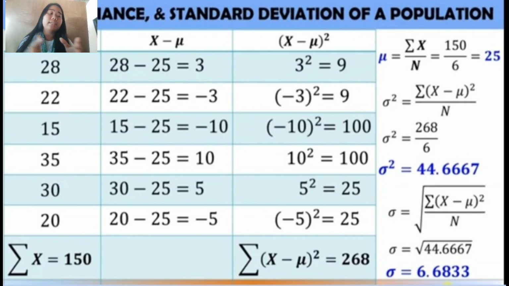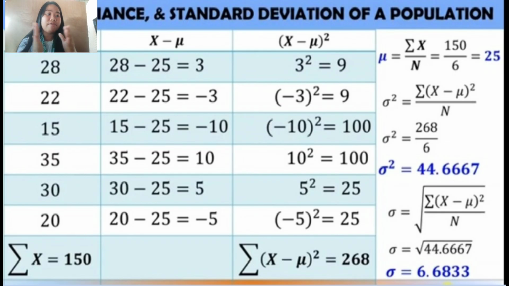we proceed to the population variance, which is sigma squared is equal to summation of x minus mu squared over big N, where the summation of x minus mu squared is equal to 268, and the population size is equal to 6. So, 268 divided by 6 is equal to 44.667, or 44.67 to 2 decimal places. And then, that is the value of the population variance.